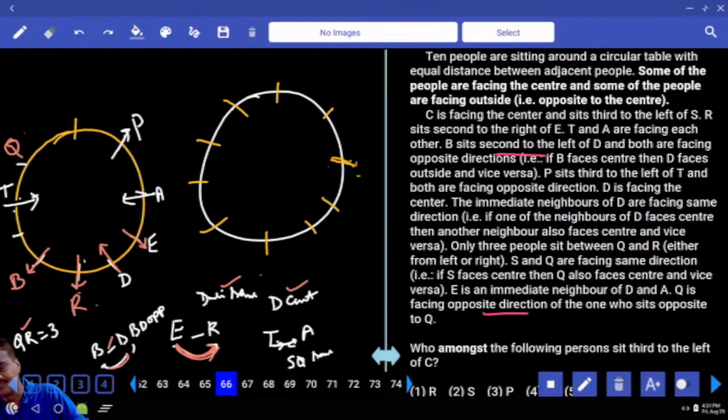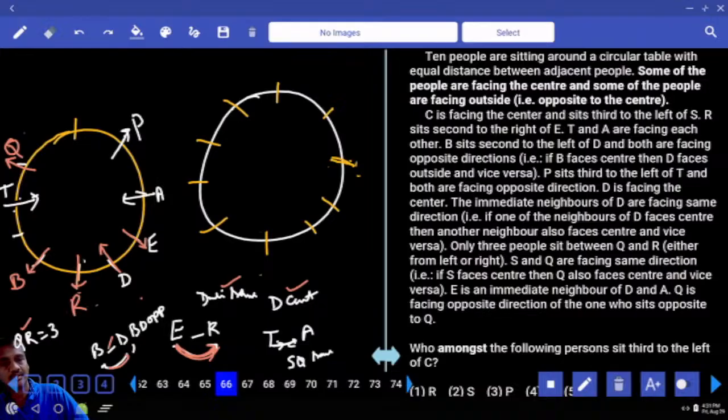Now D is facing the center. Now we are left with the remaining. Then Q is facing opposite to the one who sits opposite to Q. Who is opposite to Q? 1, 2, 3, D. D is facing the center, so Q must be away from the center. Now we are left with the remaining two. What is the remaining two we have?